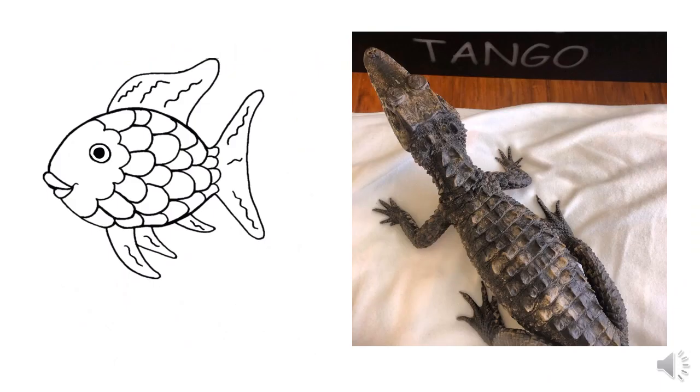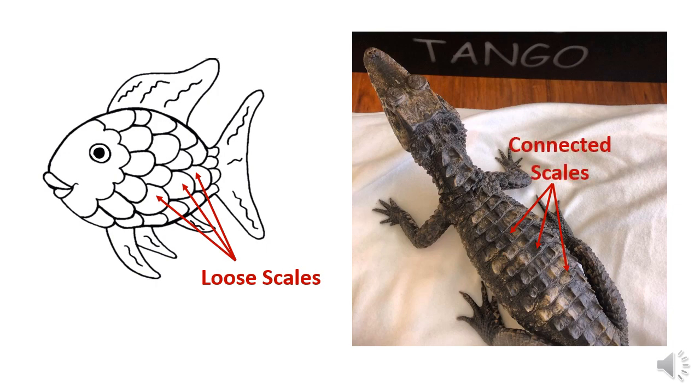So first of all, we always said two things. That the fish has what? Look at these scales. We used to call them loose scales. And how about the reptile, like the lizard over here? We said that, look at these scales. They don't look the same, right? We call them connected scales.